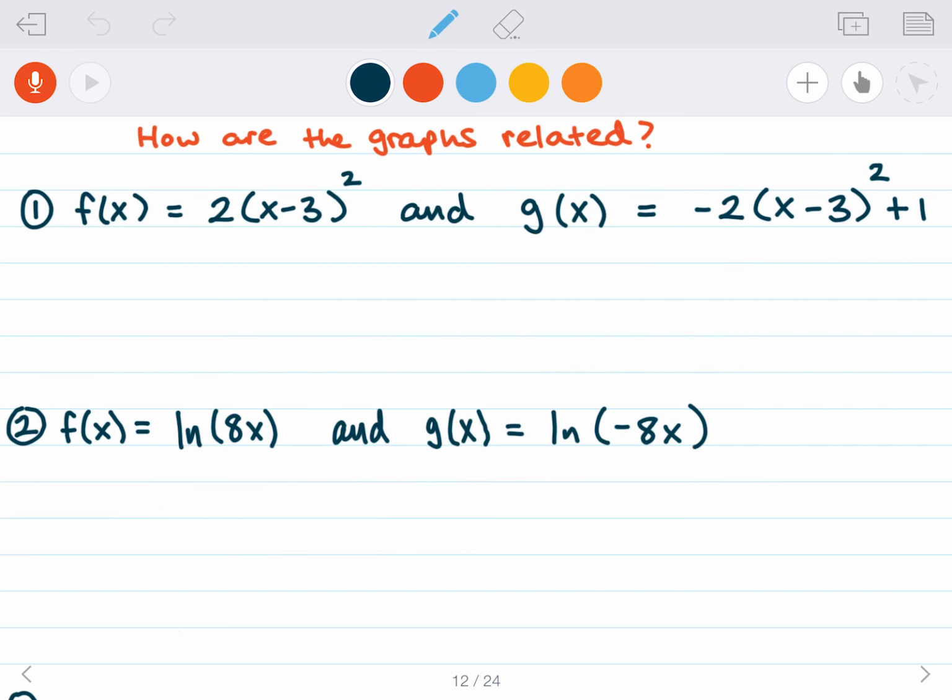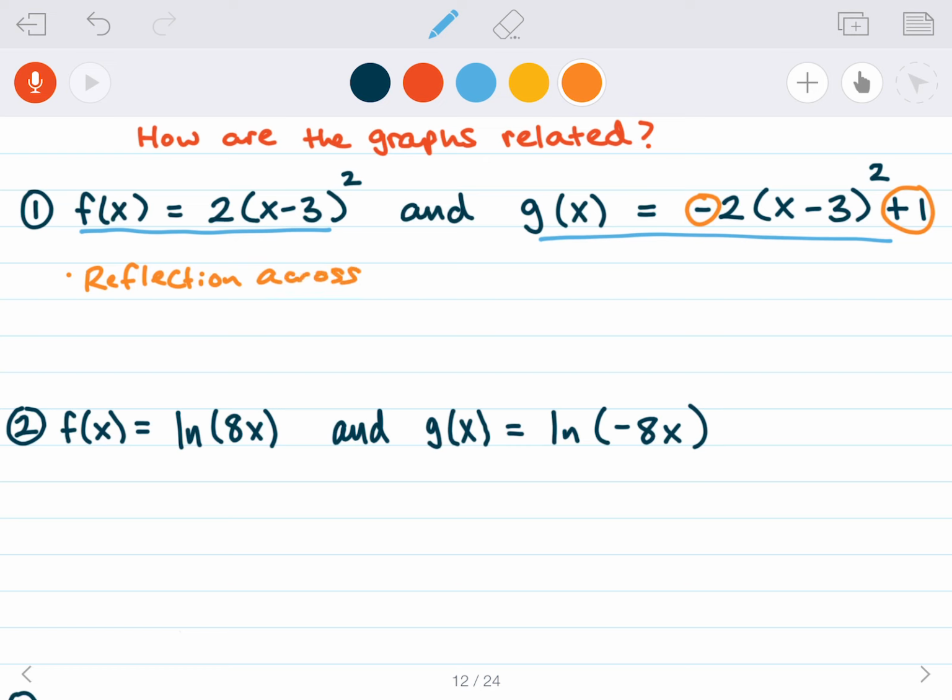So let's do some examples here with all of these transformations combined. It says, how is this function and this function related? Well, they look almost the exact same, except the difference that I notice is this negative in the front is not there in the first one, and this +1 is also not there. And so that negative in the front, that's being multiplied by the function. So this is telling me that I have a reflection. That negative is telling me I have a reflection across the x-axis.